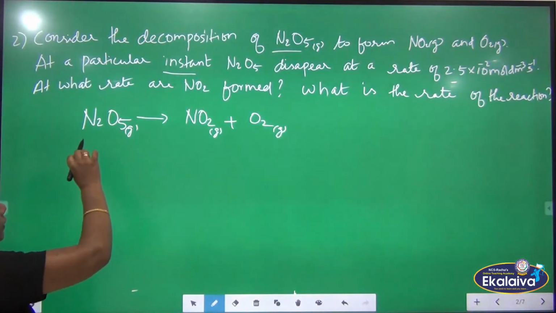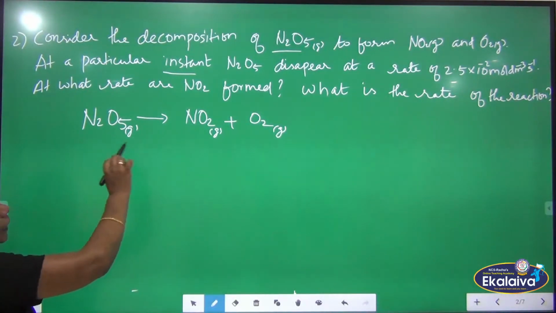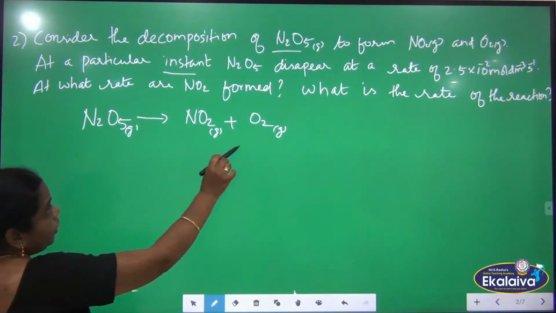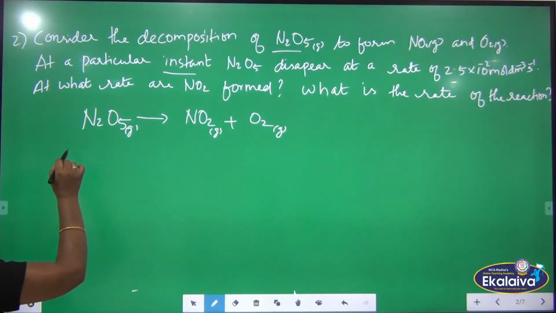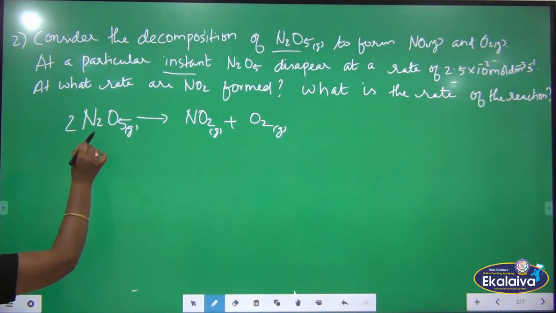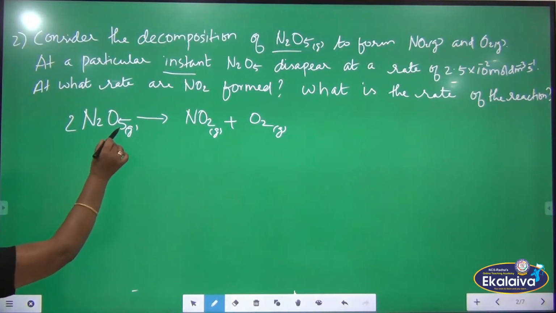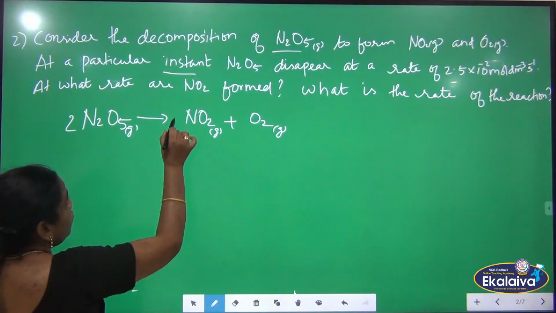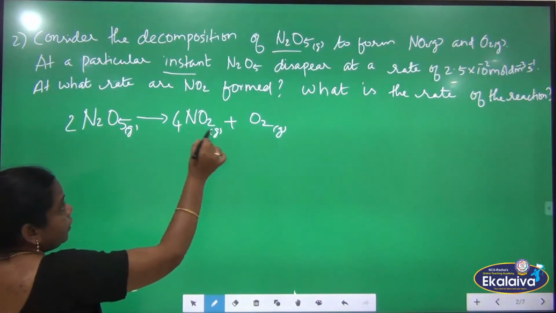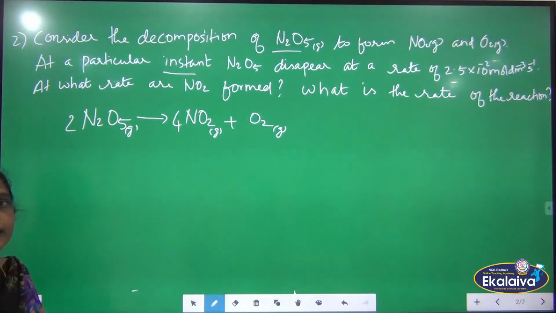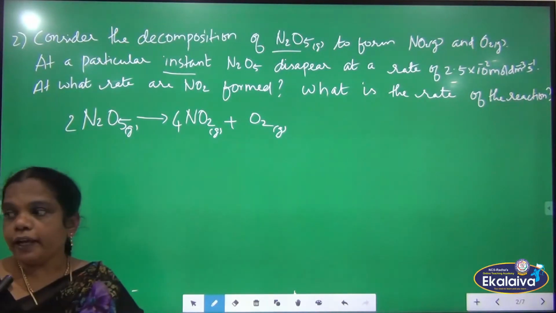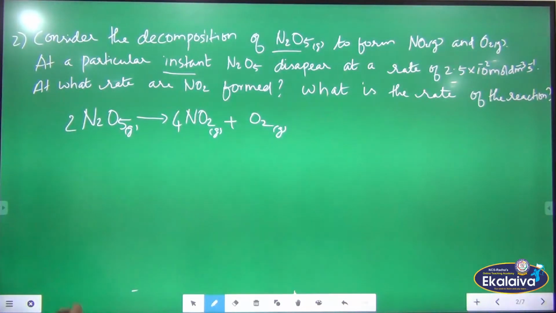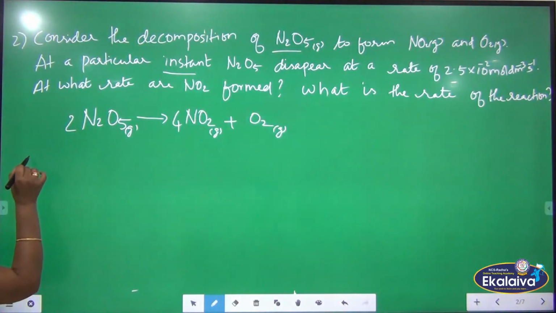Now you want to balance. Here one nitrogen, here 2 nitrogen, and then 5 oxygen here, only 4 there, so you have to change it into this. 2 means 2 into 2, 4 nitrogen, and oxygen 2 into 5, 10. So you write here 4 nitrogen and 8 oxygen plus 2, 10. The reaction is balanced. Now you want to write the rate expression for the elementary reaction, the rate of the reaction.